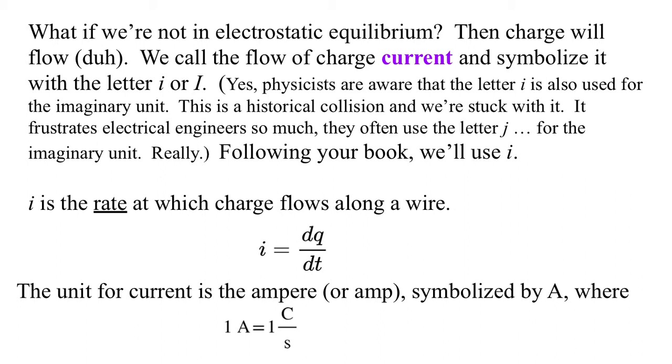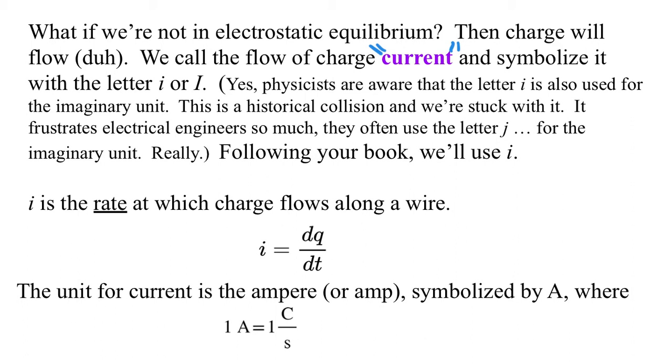So, what if we're not in electrostatic equilibrium? Then charge will flow. Sort of duh. We call the flow of charge current, and we symbolize it with the letter I, or maybe capital I. And yes, physicists are aware the letter I is also used for the imaginary unit. This is a historical collision, and we're stuck with it. It frustrates electrical engineers so much they often use the letter J, but they use it for the imaginary unit, really. Following the book we'll use I, lowercase I.